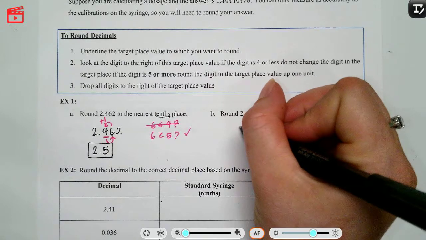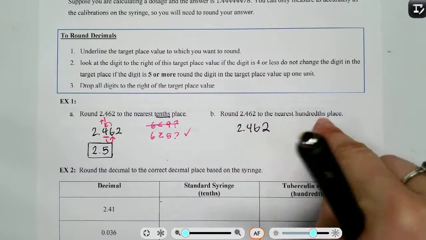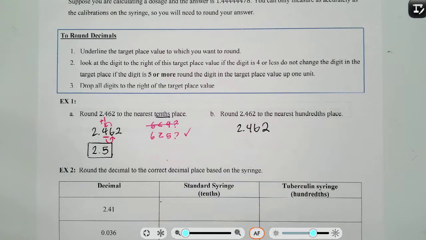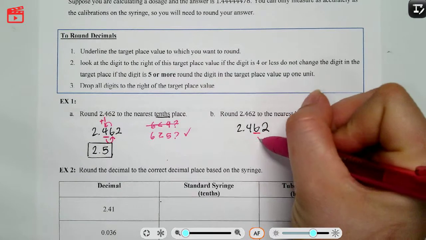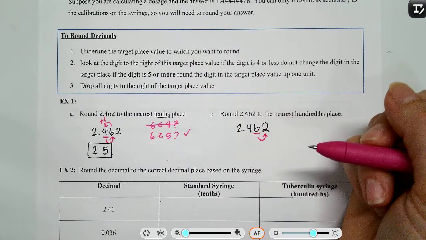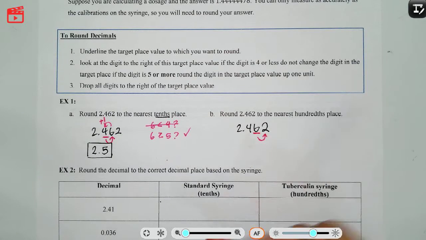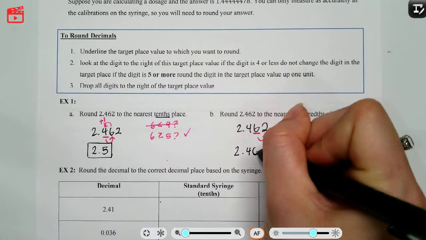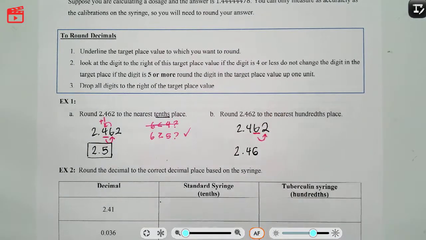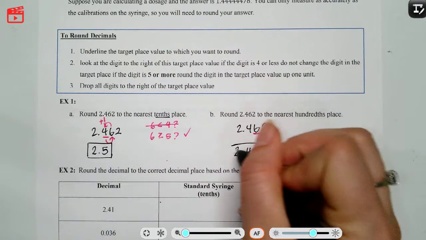Okay, let's look at B. 2.462, so the same decimal, but this time we're going to round it to the hundredths place. Let's underline our target value, the hundredths. That's going to be the 6. Let's look at the 2. Is that less than 5? It is. So because it's less than 5, we're not going to do anything. We're just going to write 2.46 and drop everything after my target place. So we're just left with 2.46.